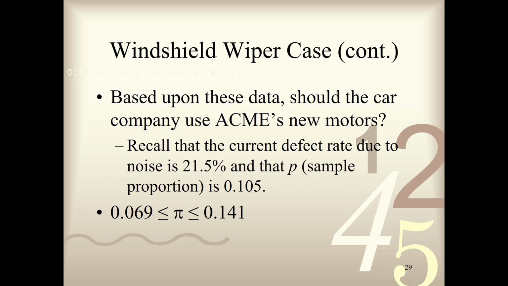Okay, so based upon these data, should the car company use Acme's new motors? Recall that the current defect rate due to noise is 21.5% and that the sample proportion is 0.105. Okay, so we have 0.105 and the current defect rate is 0.215 or 21.5%.